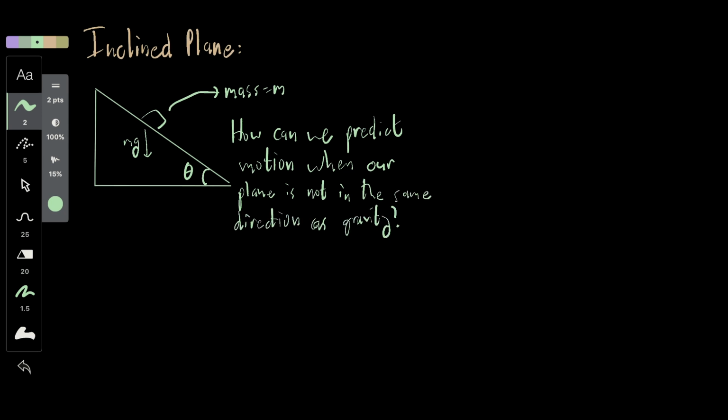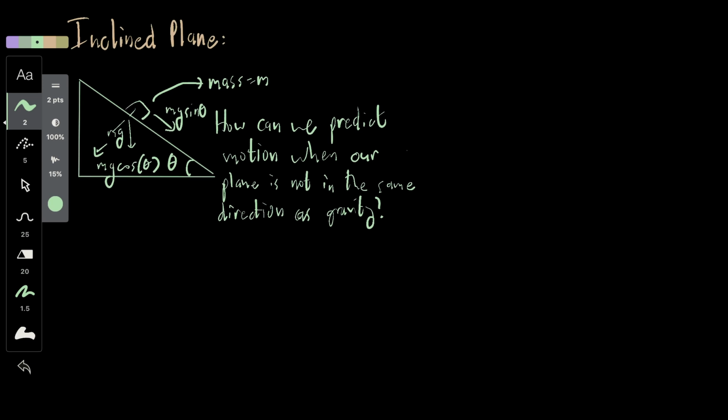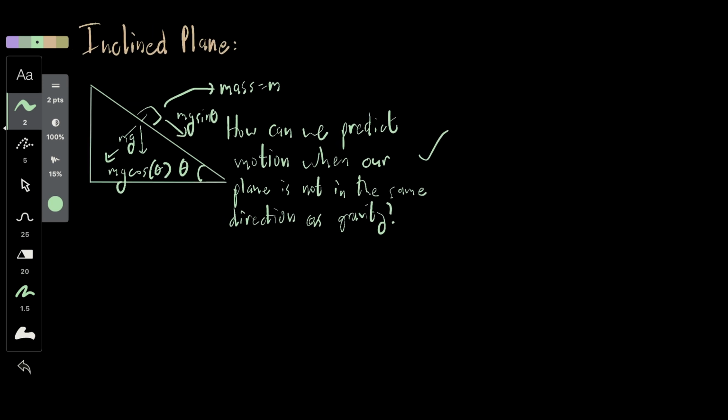The answer to that lies in splitting gravity up into two components. One component is perpendicular to the plane and is going inwards, so like this. This is mass times gravitational acceleration, so the weight of the object, times cosine of theta. And one direction parallel to the plane, which is mg sine theta. So that is the answer to our question and the basis for all things involving inclined planes.